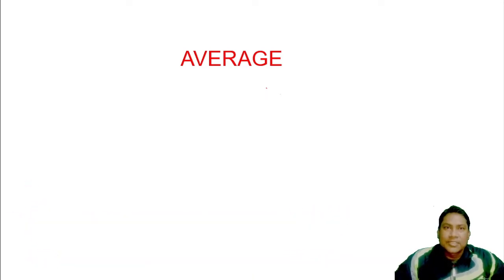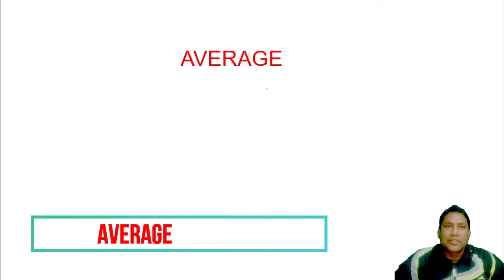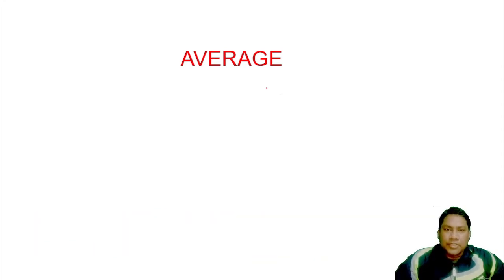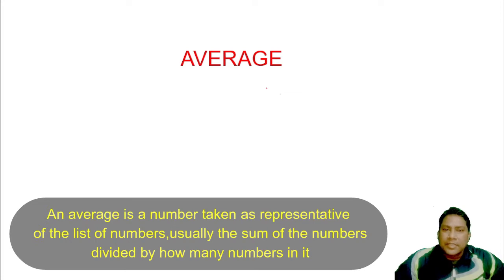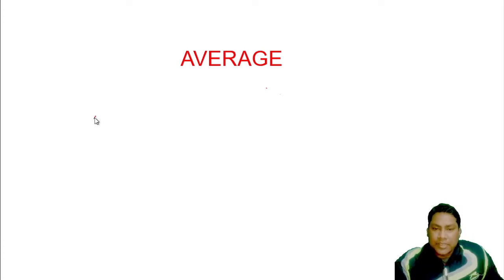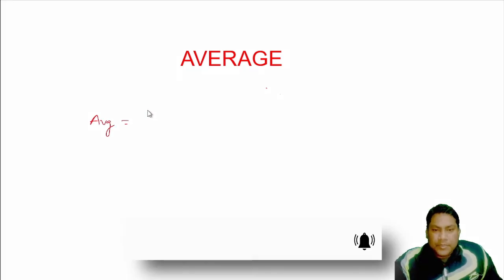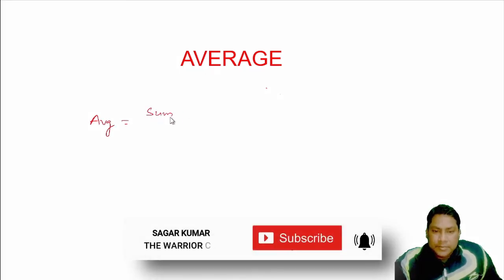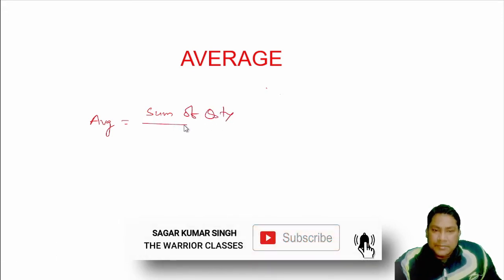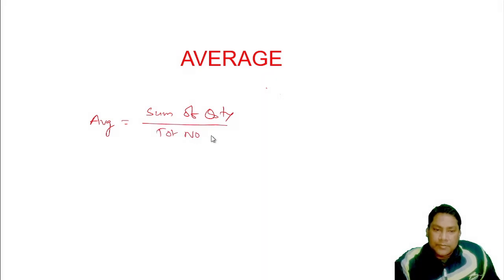Today we will be discussing in Quant the chapter of averages. In ordinary language, an average is a number taken as representative of a list of numbers, usually the sum of the numbers divided by how many numbers are in it. So we can say that average is the sum of quantity divided by total number of quantity.